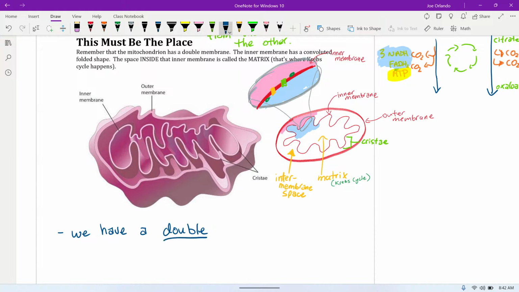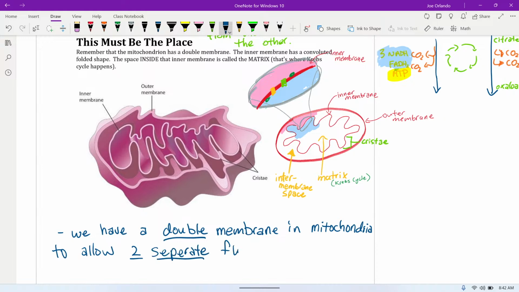So we have a double membrane in our mitochondria, to allow two separate fluid conditions to be separated by a semi-permeable membrane.